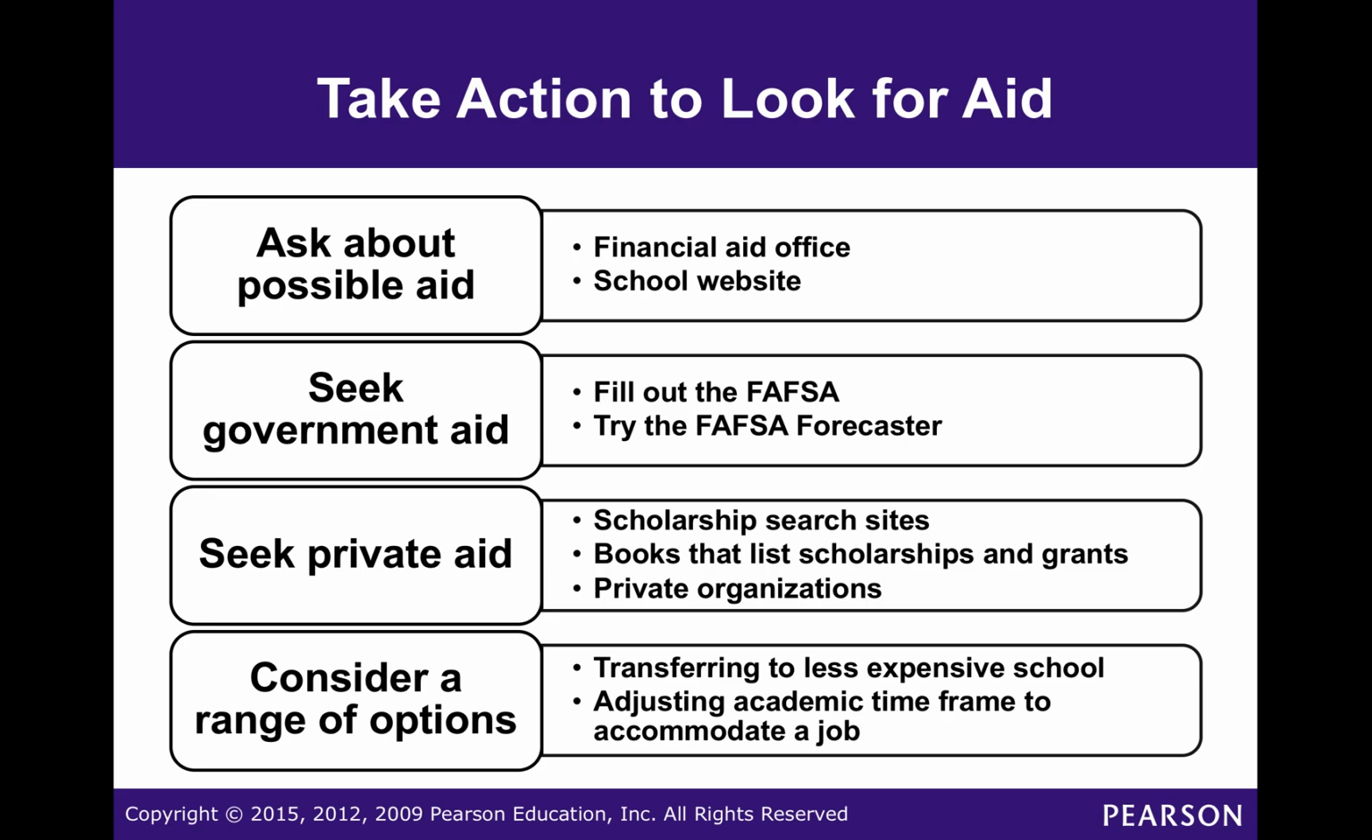And then consider a range of options: transferring to a less expensive school, and adjusting academic time frame to accommodate a job. So you may be thinking that you want to go to school full time, but you realize that you can't because you have to work at the same time, and you're not going to have time to work and go to school full time. So then, the fact that you have no other choice and you have to work to help sustain yourself, you may want to think about going to school part time. That would be adjusting academic time frame.